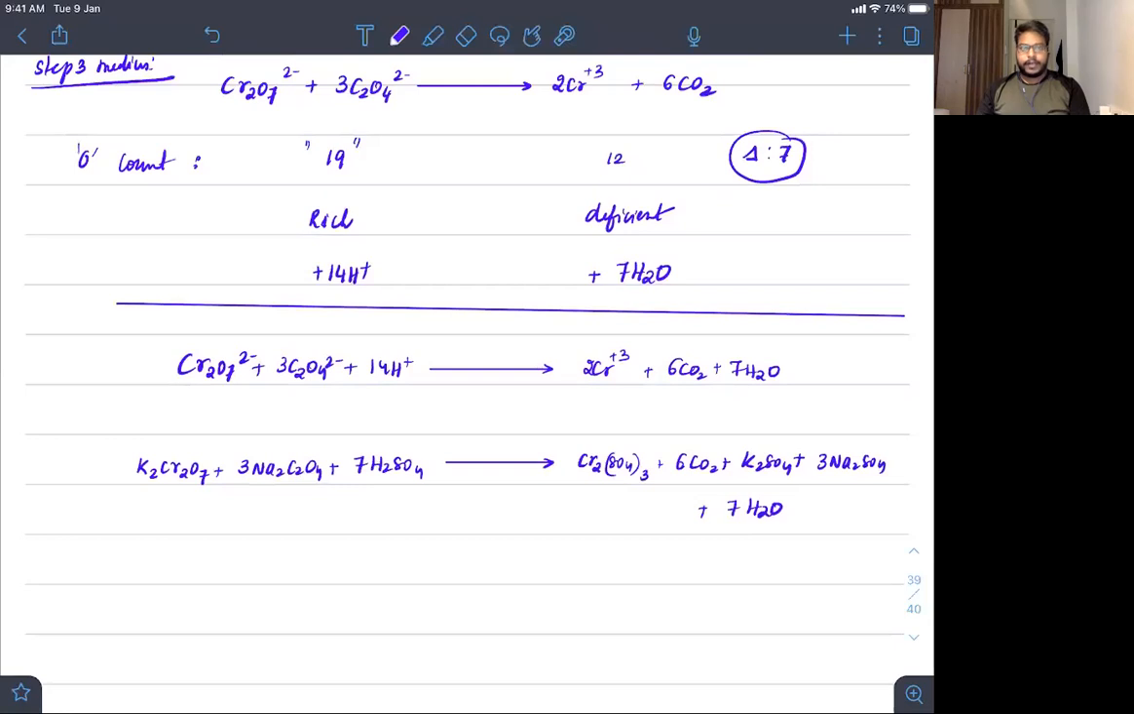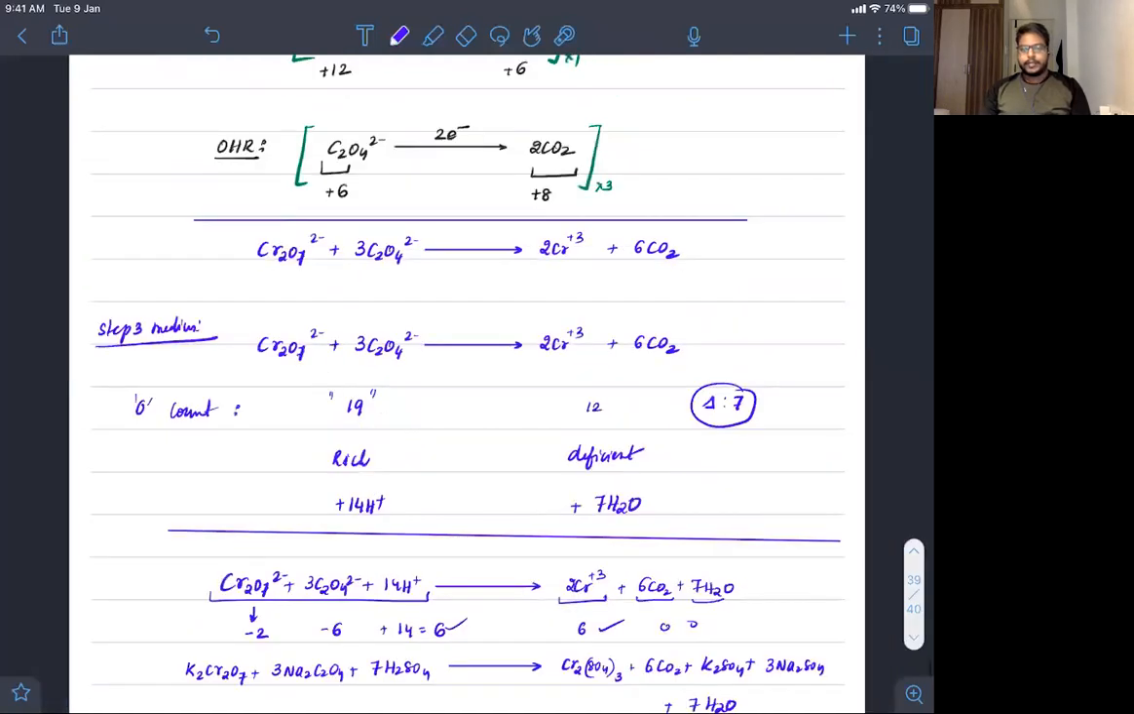How do we verify? Like I said, the last step is the verification step. So how do we verify whether this balancing is correct? Let's check the overall charge. See the charge here, beta. Here the overall charge is -2. Here it is -6. Here it is +14. So the total is -8 plus 14, which is 6, right? See here, 3 2s are 6. This is 0, 0. So 6 and 6, balanced. So whatever we have done is correct. So acidic medium is clear to everyone.